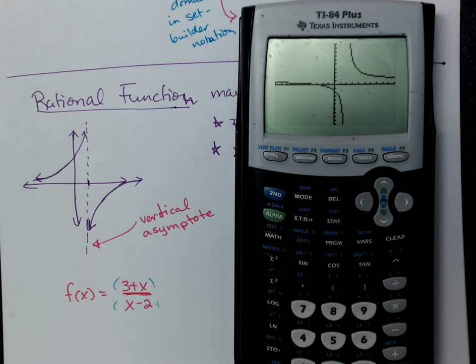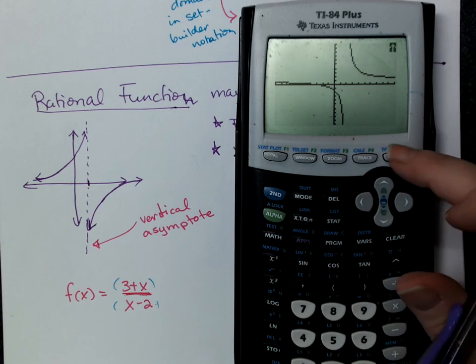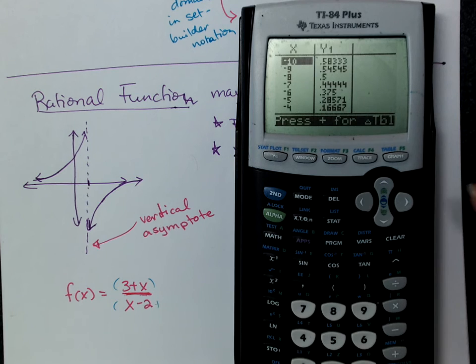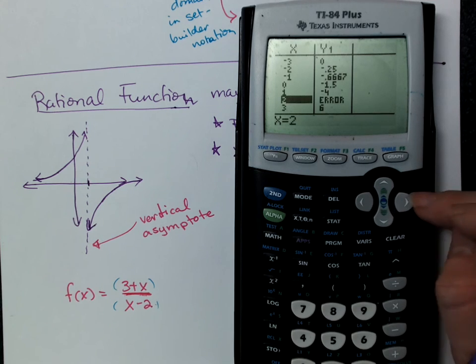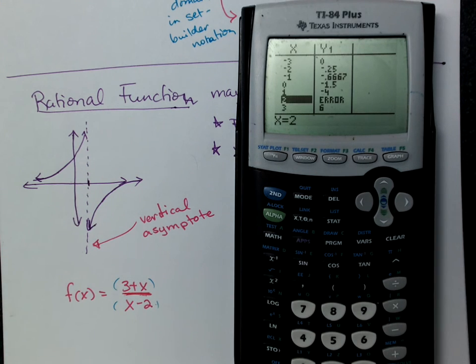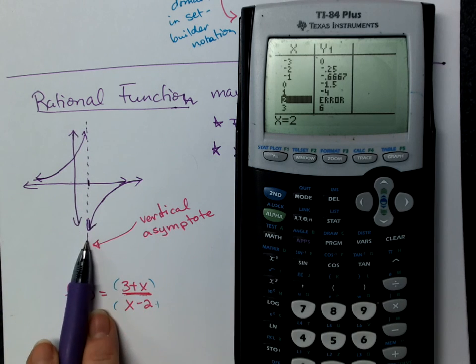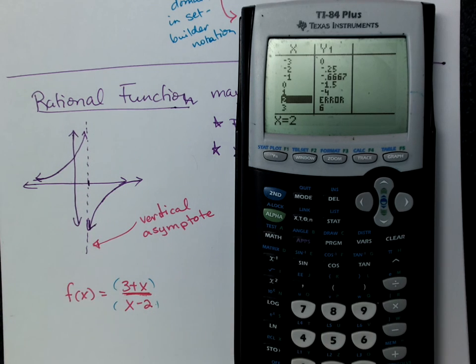Make sense? If you go to the table, so if you do second graph, you're going to notice that if you scroll to x equals 2 exactly, that's where your asymptote is. There's an error there because the graph doesn't exist at that point. It is undefined at x equals 2. The dashed vertical line of x equals 2 is the asymptote, which is not part of the graph but shows you what it can't touch.